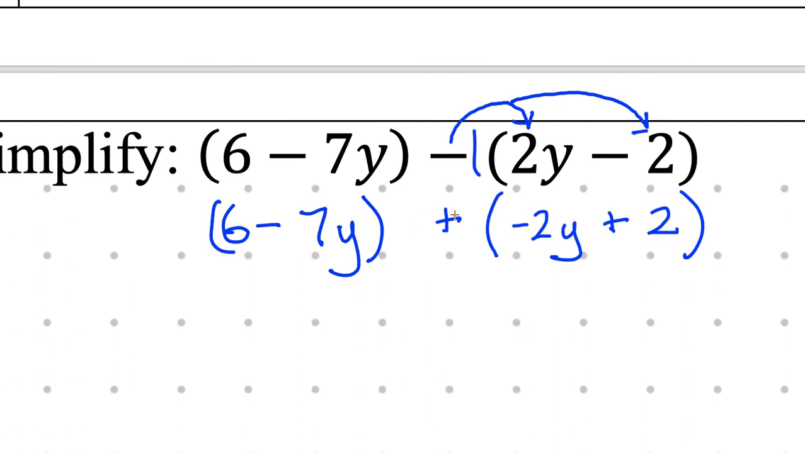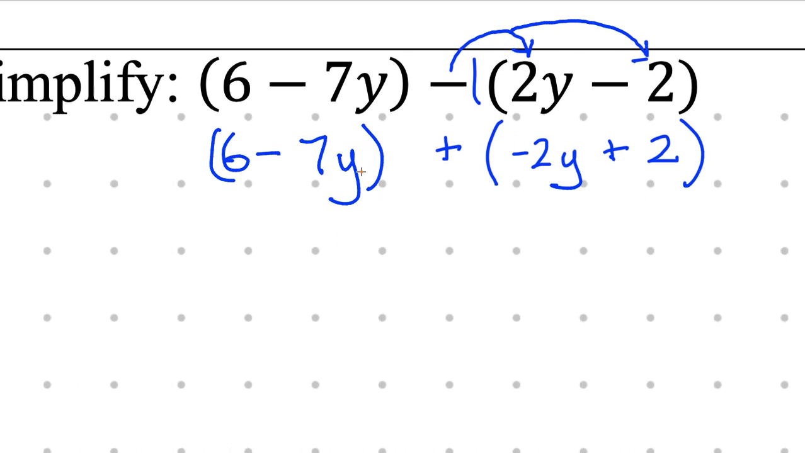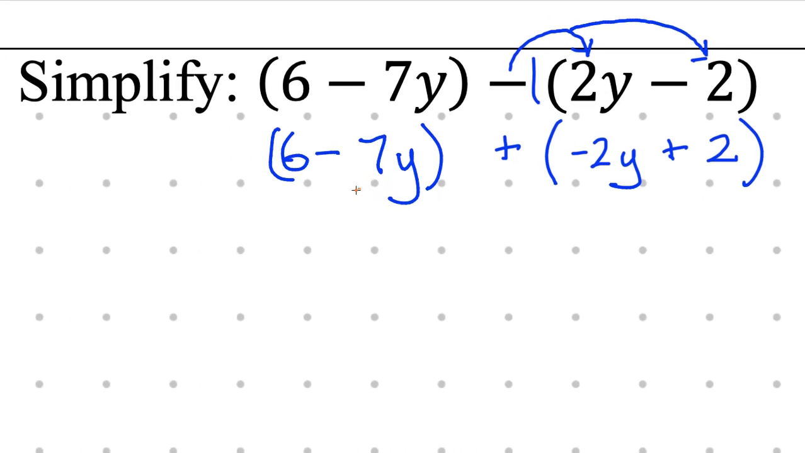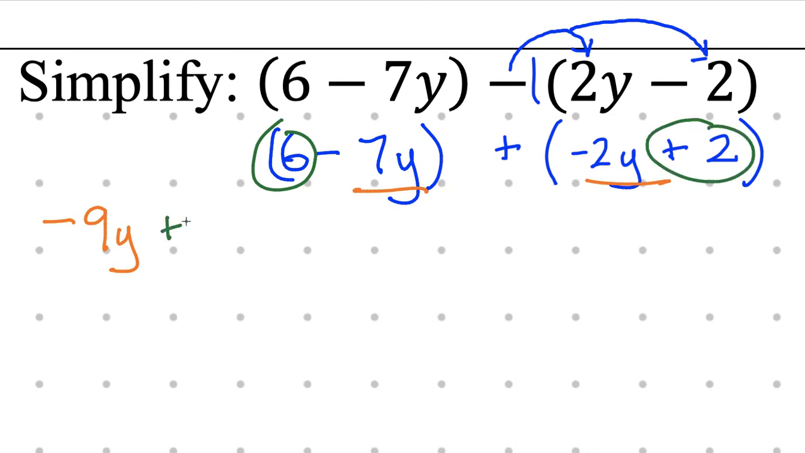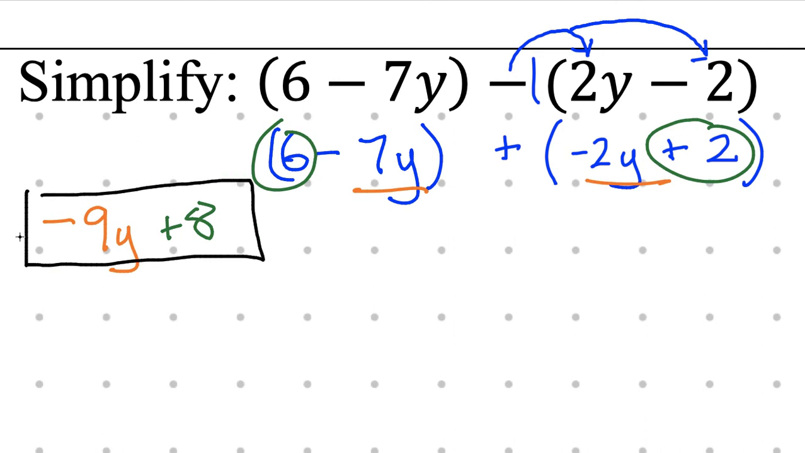Well, I did negative 7y plus negative 2y, and it's negative 9y. Yeah, so those two are like terms. You got negative 9y. What about the other two? Well, that's 4. So 6 and positive 2. 7, 8. That's 8. Done. Box it.